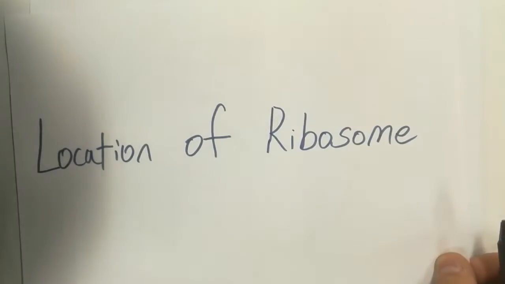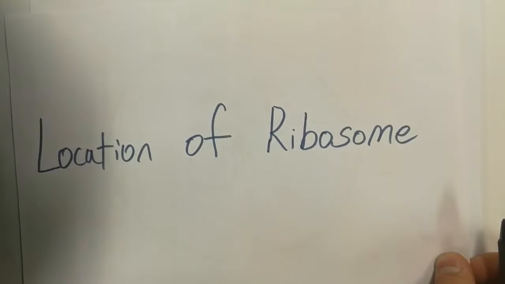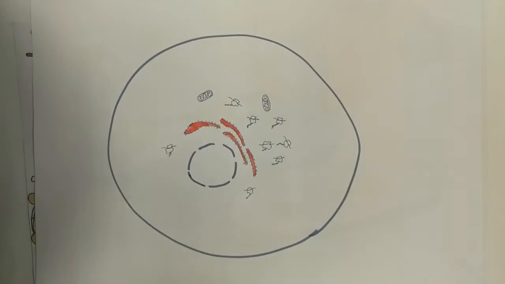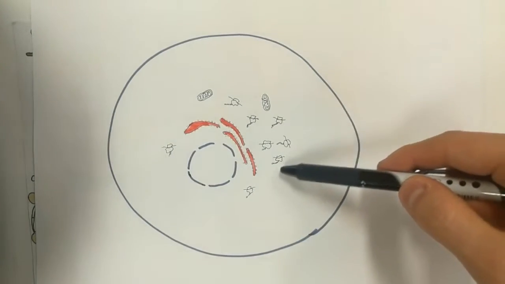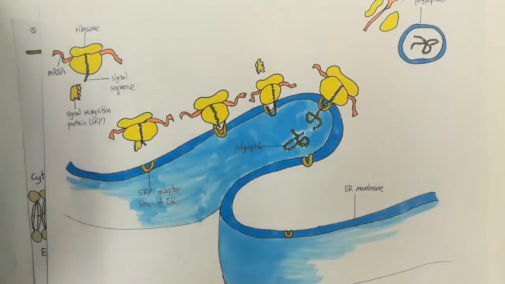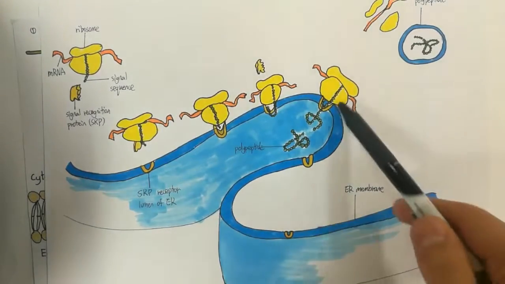Since different proteins have their own designation for different purposes, the location of the ribosome will be different. There are 2 locations of ribosomes within the cell. One is the ribosomes that float freely in the cytosol. As you can see, these are the free ribosomes. Another is bound to the rough ER, and it is what we call the bound ribosome.